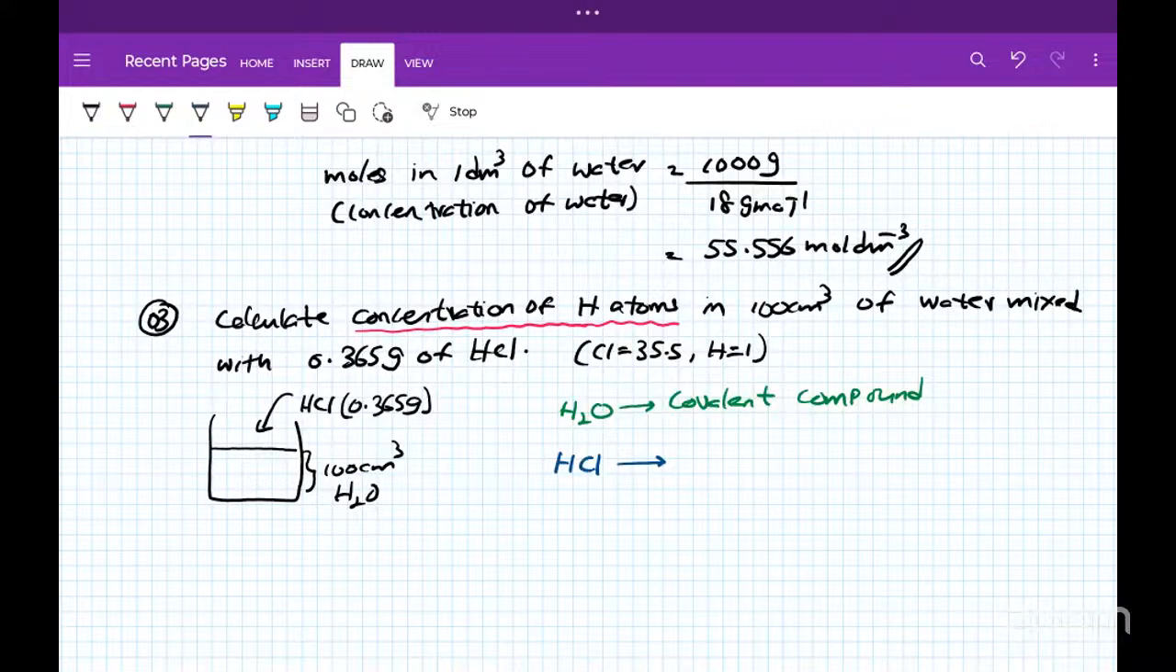Right. So HCl, it's a covalent compound, but from your O-level knowledge, you know this is an acid. Right? HCl is an acid, hydrochloric acid. Acid means it is releasing H plus ions to the medium, and also it is releasing Cl minus ions as well. So in water, HCl will be converted into H plus ions and Cl minus ions because it is an acid. This is coming from your O-level knowledge.